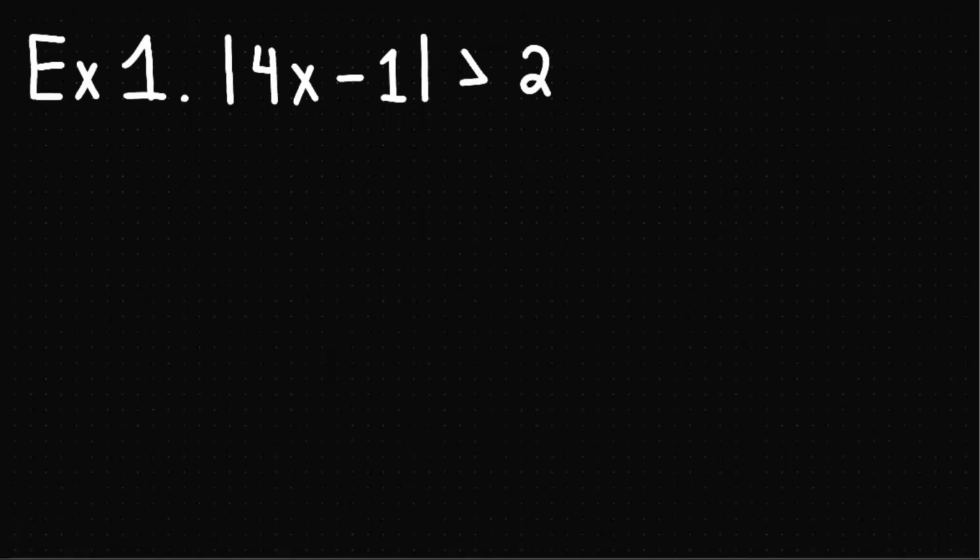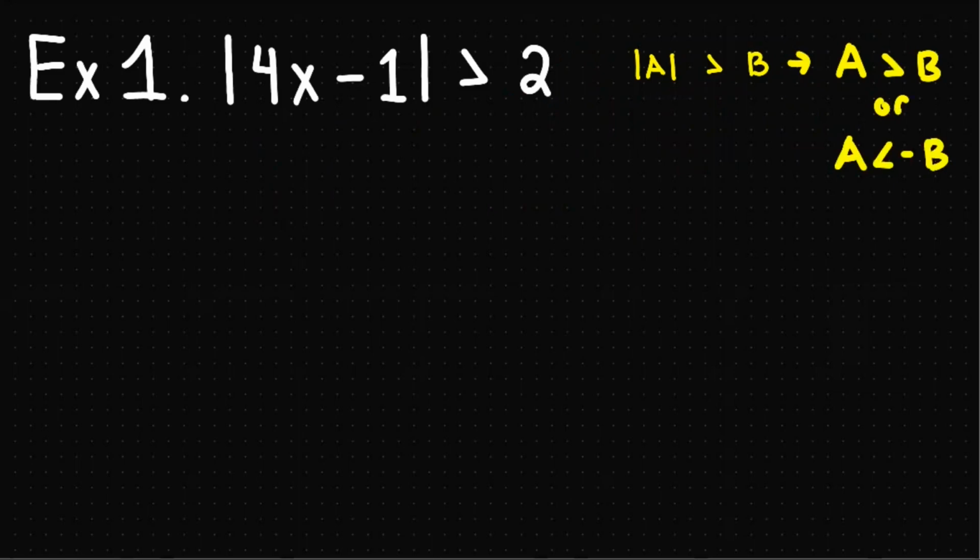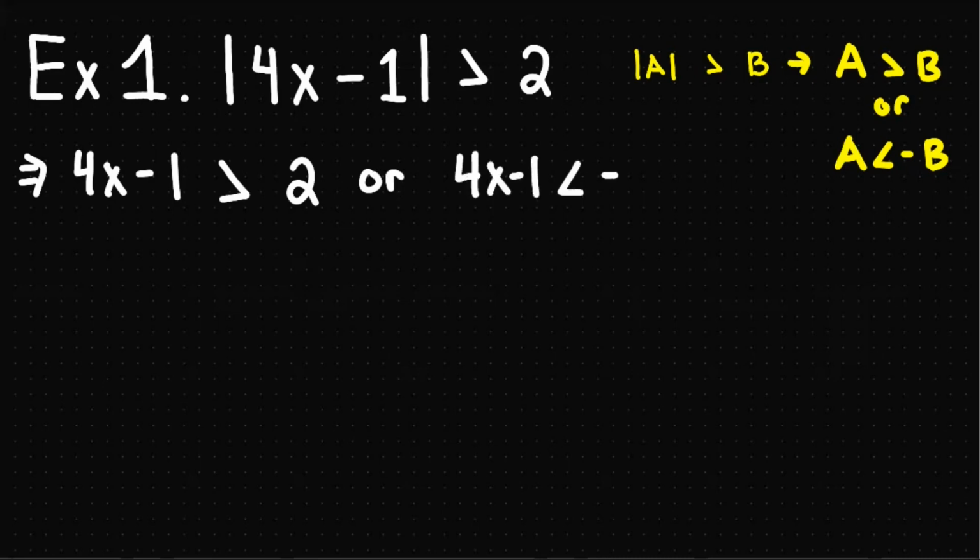So let's try this out in an example. Again, this one is of the form absolute value of A is greater than B. Given that, we know that this can be written as A is greater than B, or A is less than negative B. So we can write this as 4x minus 1 is greater than 2, or 4x minus 1 is less than negative 2.